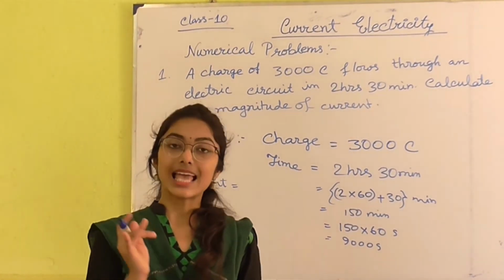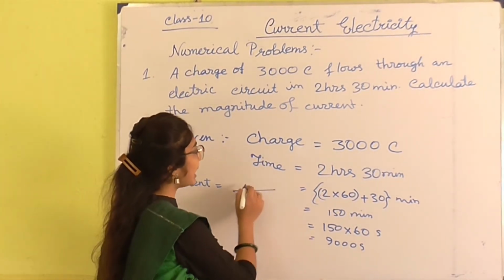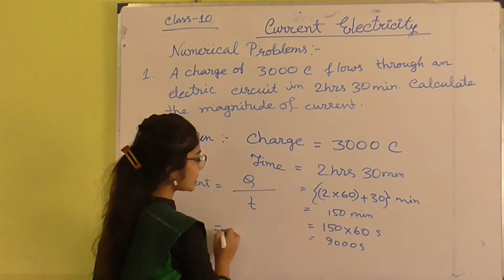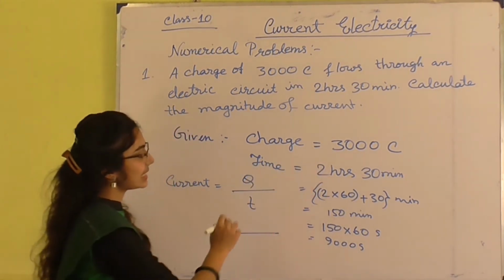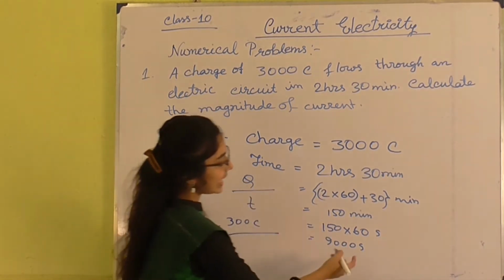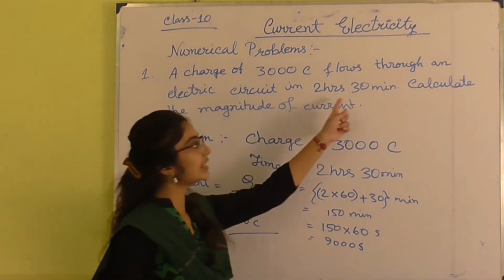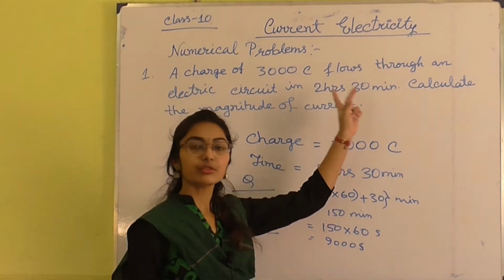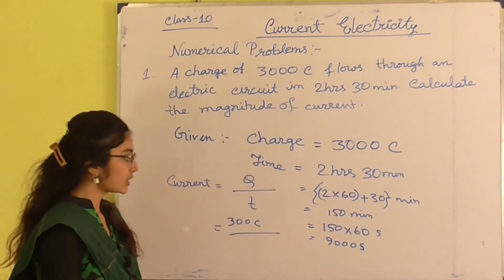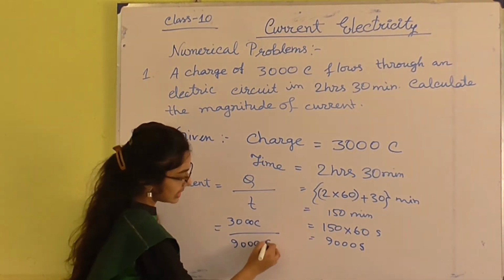As we know, what is the mathematical formula of current? Current means the amount of charge passing in unit time. So current is basically Q by T, charge per unit time. So charge is given 3000, and time you have to write in seconds. Though the time is given in hours and minutes, you have to convert it into seconds. So after converting, that is 9000 seconds.